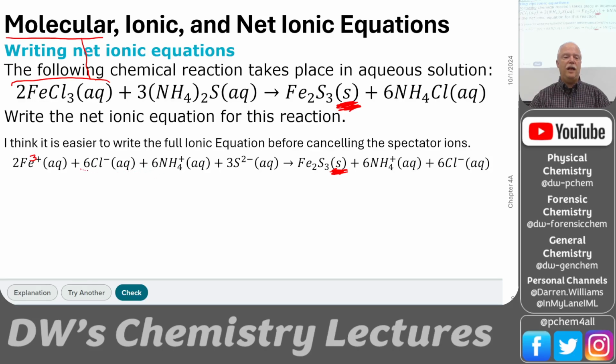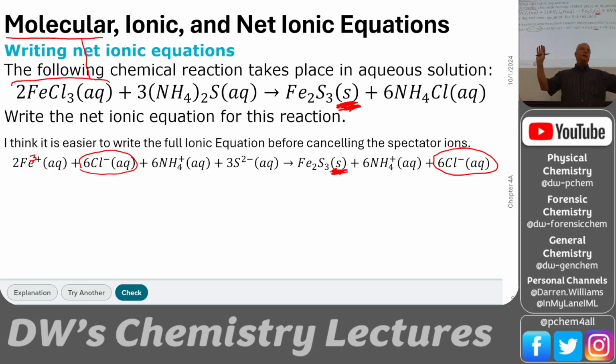Six chlorides? Yeah, so this is 6 chlorides. It's 6 chloride aqueous on the left, 6 chloride aqueous on the right. It's as if the chloride is just a spectator. That's why we call it a spectator ion. If it's the same on the left side of the arrow as it is on the right side of the arrow, it's not participating. So to make the net ionic equation, we cancel the spectator ions. We get rid of the chloride.